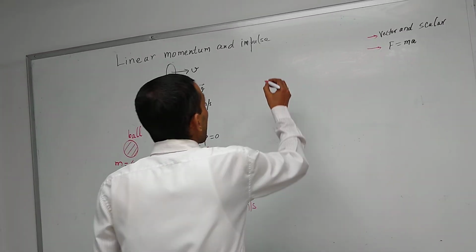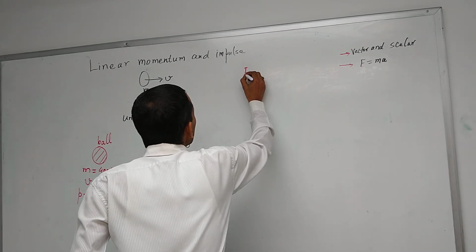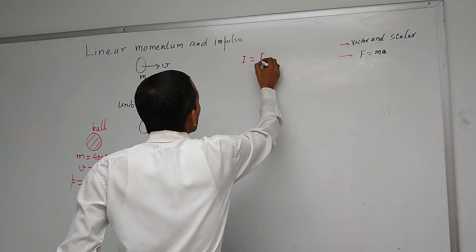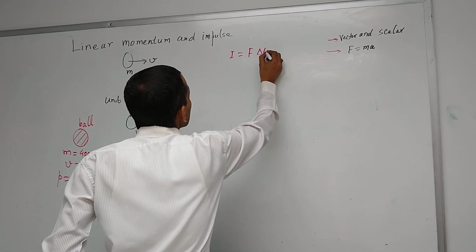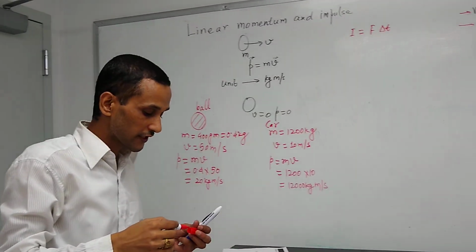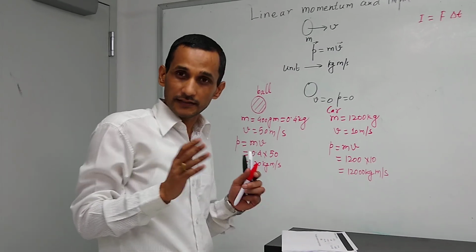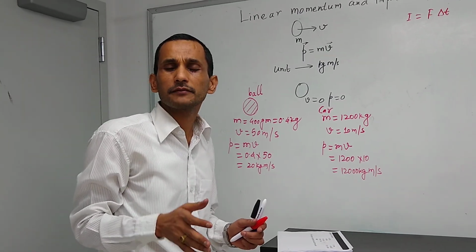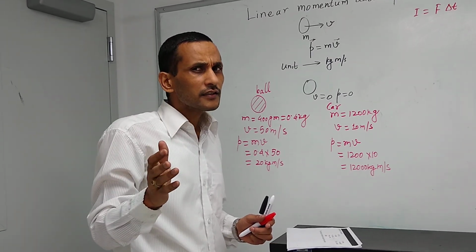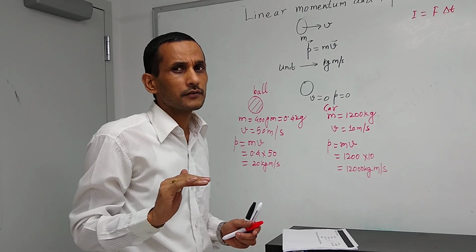Impulse is denoted by I, which is the product of force and time. I am using delta t, which is the difference of time, the time during which force is applied. That means final time minus initial time.